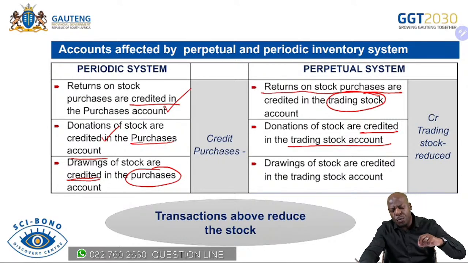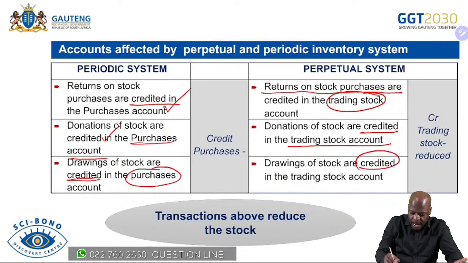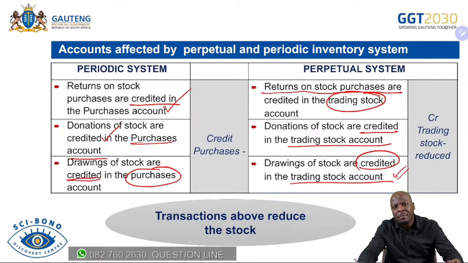But when you then come to the perpetual inventory system, it becomes different in this case. In the perpetual inventory system, drawings are then credited, but in your trading stock account. All right.